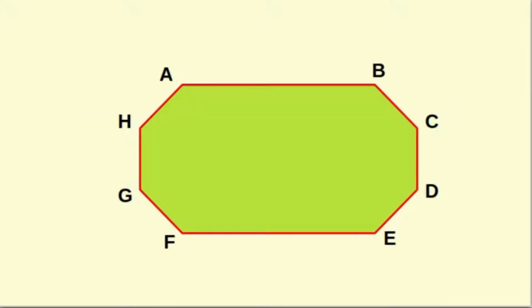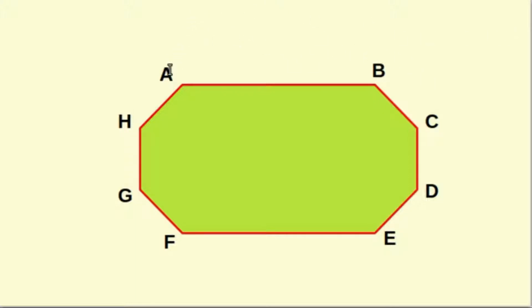Perimeter and area. First let us see what is meant by perimeter. Here I have drawn a figure A, B, C, D, E, F, G, H. I can say it is an octagon, a polygon with 8 sides. Let us see the perimeter of this polygon.